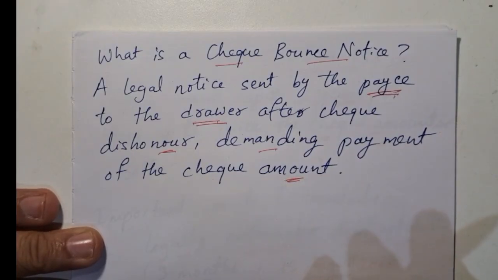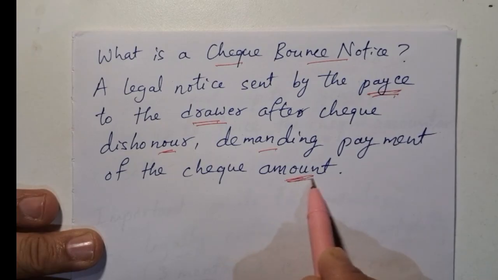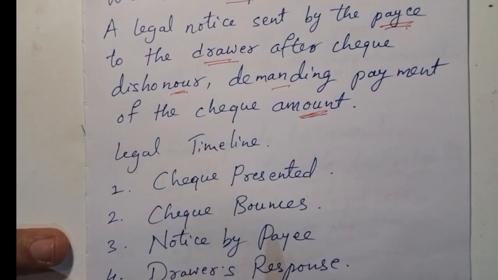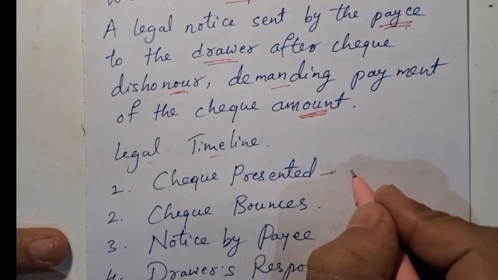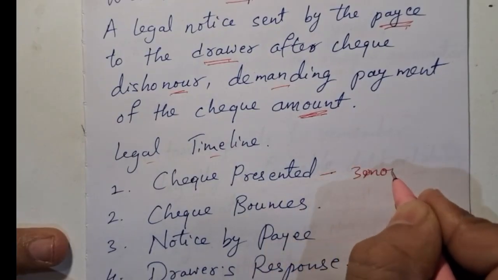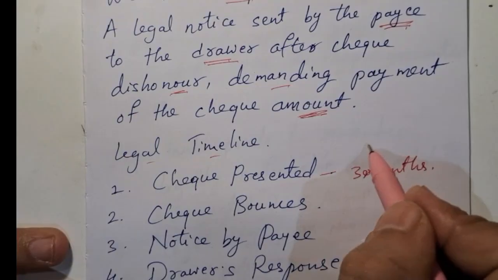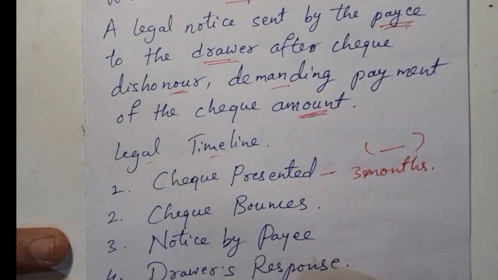Now we will see what the legal timeline is, so that we can enforce or demand the payment from the drawer for the check which has been dishonored. Friends, now we will be seeing the legal timeline. The first point here is the check presentation. Make sure that the check is presented within 3 months of the date which the drawer has mentioned on it.